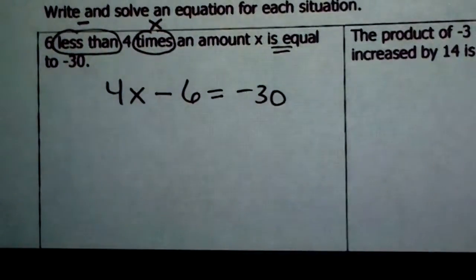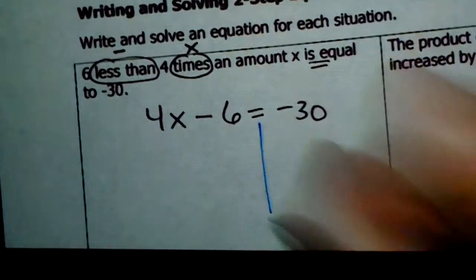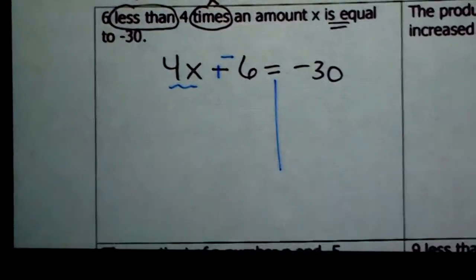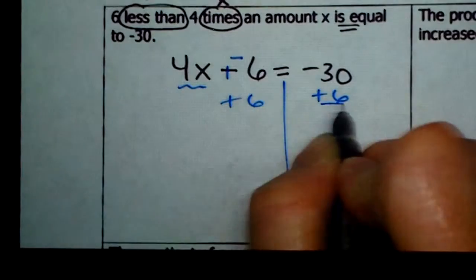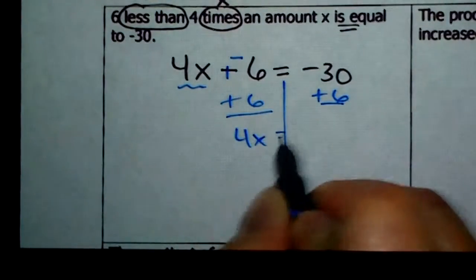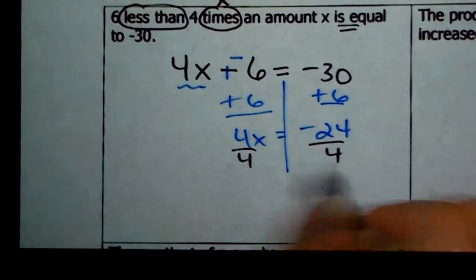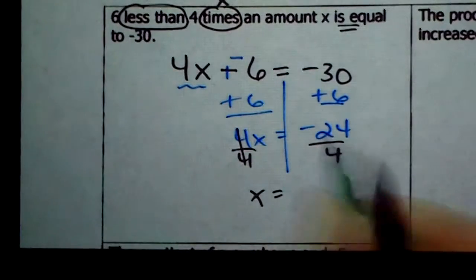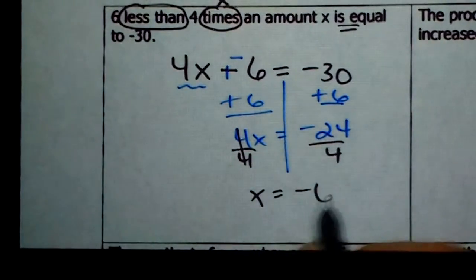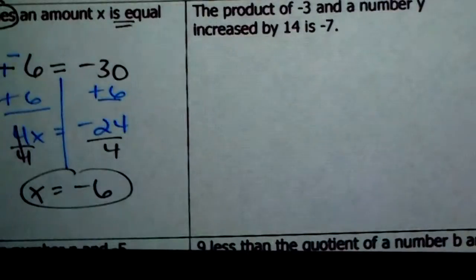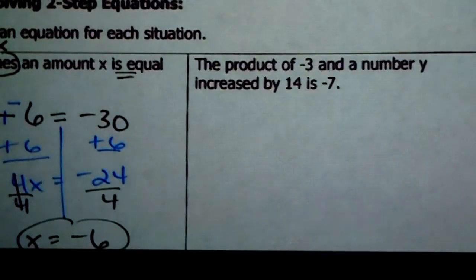Once you have your equation, then yes, we get to solve it. Draw your line, change your sign. I want 4x by itself first. So to get that 4x by itself, we can add 6 to each side. 4x is equal to negative 24, because negative 30 plus 6 is negative 24. We're going to divide both sides by 4, because that's how you undo multiplication. And negative 24 divided by 4 is negative 6. Voila.